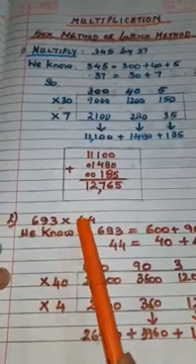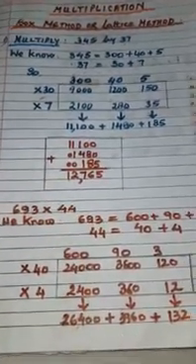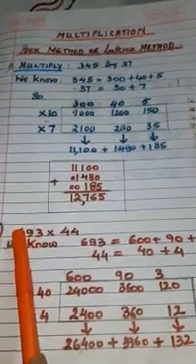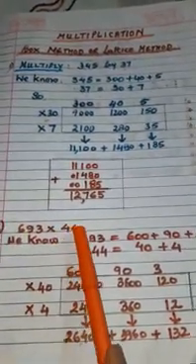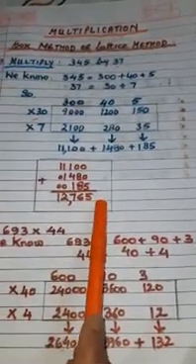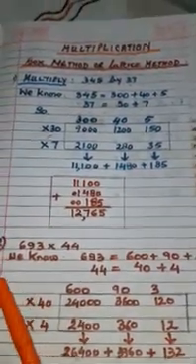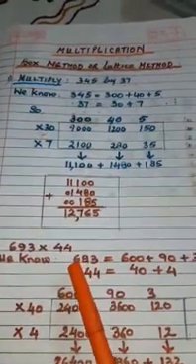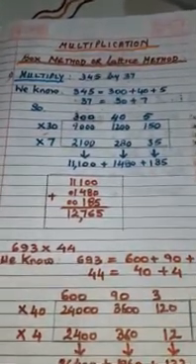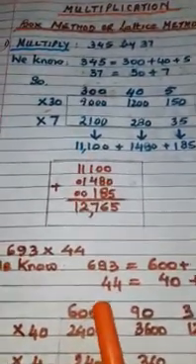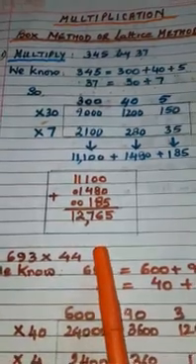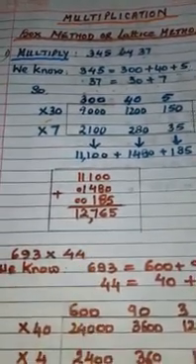693 into 44. What I told last, what is 693? It is a multiplicand. And what is this 44? It is a multiplier. And answer is called a product. So here I am going to again write this 693 in an expanded form. Now again I am going to check the places. See, 3 is in the ones place, 9 in the tens place and 6 in the hundred place.